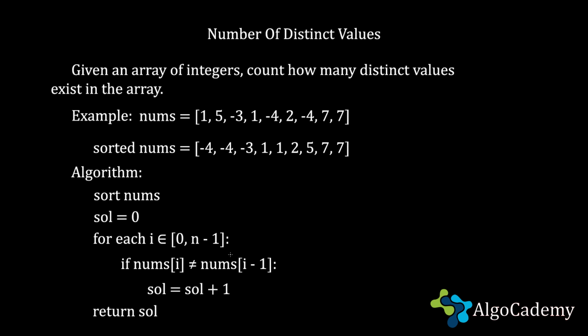So I'm taking the index from 0 to n minus 1, where n is the length, and just check if that element is different than the previous one. And if they are different, just increase the solution, which will be returned in the end. And this is it. Only that.